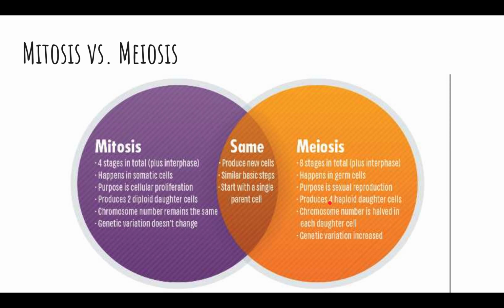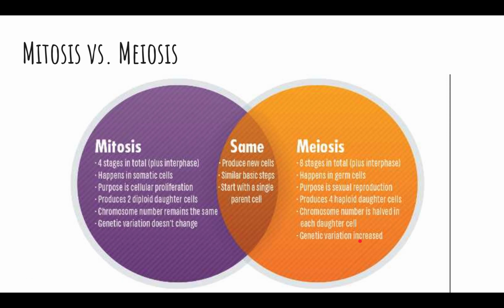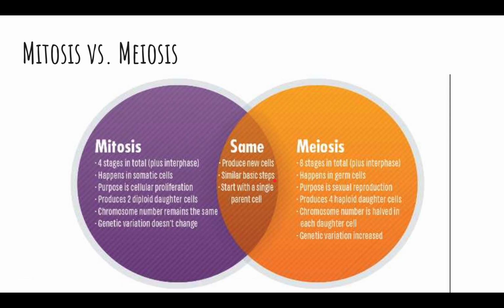Whenever meiosis occurs, there's going to be 4 haploid daughter cells versus 2 diploid. And the chromosome number is cut in half for each new cell. Genetic variation is increased when you do this because of other things that happen that we'll talk more about later. So what do they have in common? Well, they both produce new cells. They're both very similar. They both have certain steps in common, and they both start with a single parent cell.